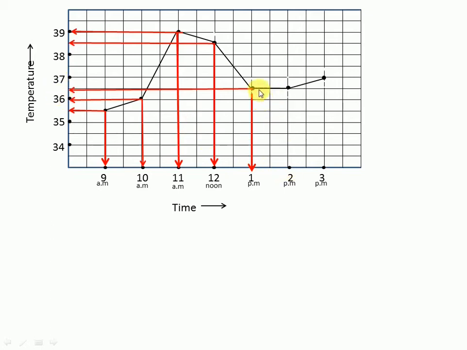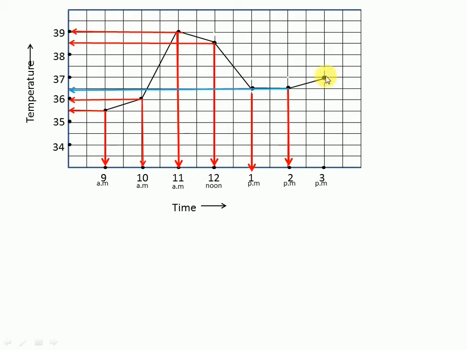Next, see next point is here. It shows time 2 PM and the temperature is the same, that is 36.5. Here we clearly see the temperature at 1 PM and the temperature at 2 PM is the same, that is 36.5. These points are on the same line of 36.5. We can say at 1 PM and 2 PM the temperature is the same for both times.